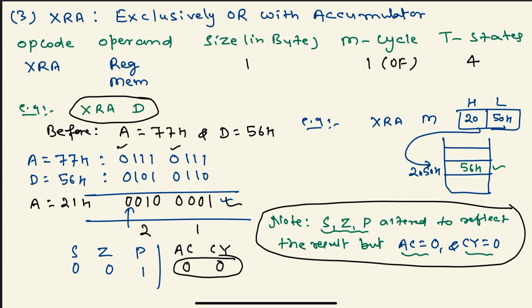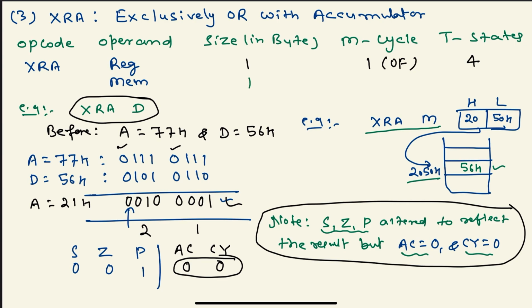The remaining auxiliary carry and carry will always be reset here. So copying means it is not going to change the content available at 2050H. Even after execution of this instruction, if you check the content at location 2050H, it will always be 56H. It is going to change only the result which is obtained, and that is stored into the accumulator here. As for the size, for this instruction XRA M, it has only one English alphabet operand, so their size will be 1 byte here.